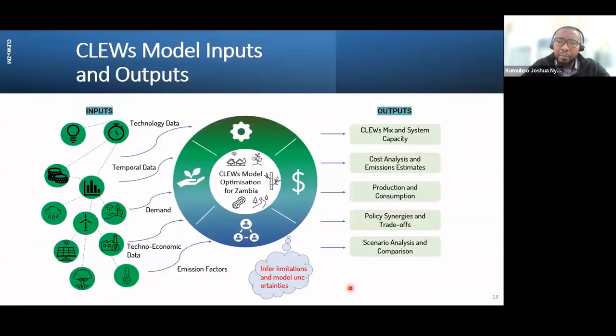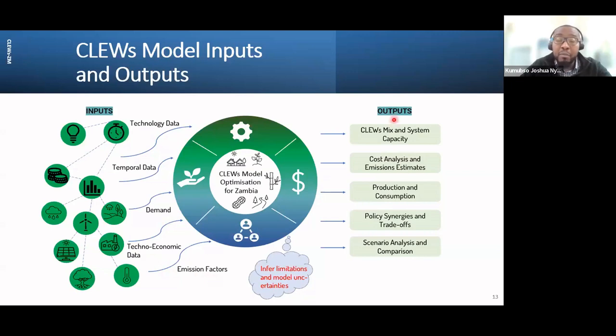Okay, these are some of the CLEWs model inputs and outputs. Okay. We're looking at a combination, under the inputs, of technology data, temporal data, demand from the LEAP model as an output, techno-economic data, and emission factors.